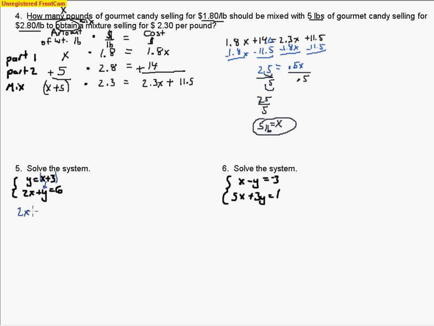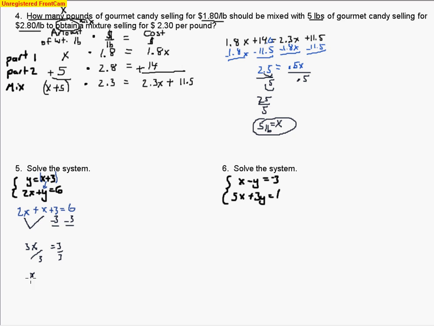2x plus, and then in place of the y, let's put this expression, x plus 3. And this all equals 6. So we go ahead and do some work there. Combine some like terms, do an opposite operation, isolate the variables. So we'll collect these two terms. They're the same sign. So we got 3x equals 3. You do that division of 3, and you've got x.